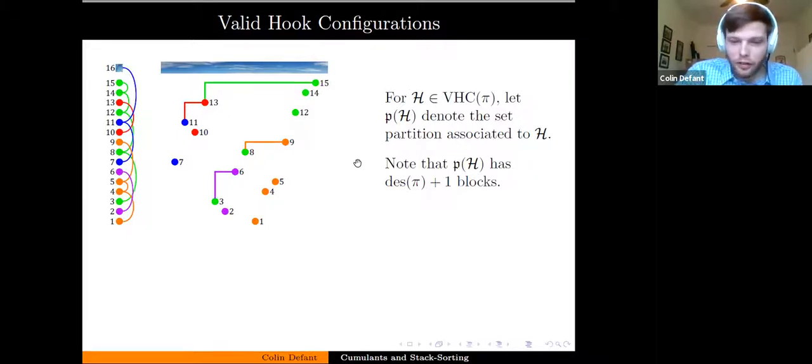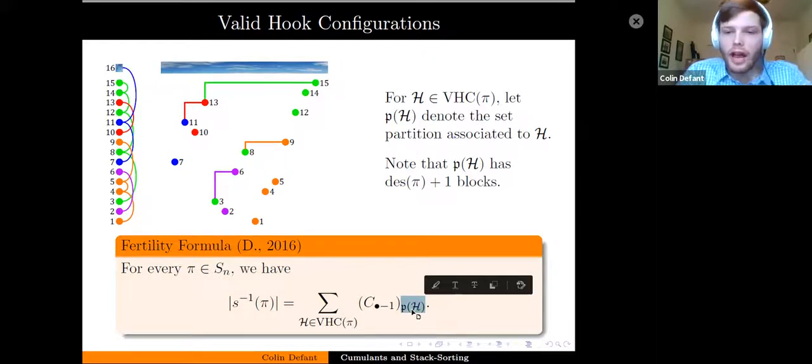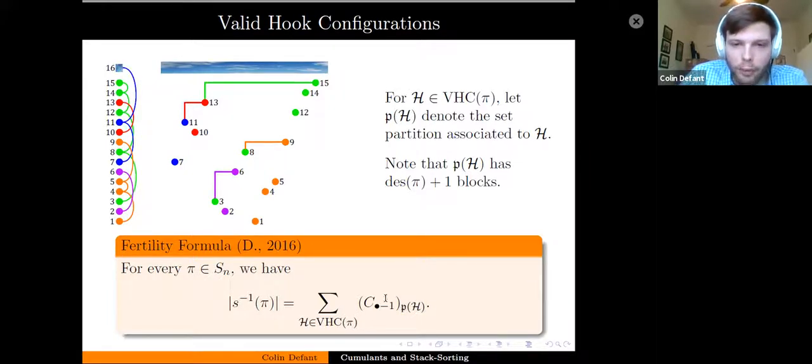So the reason I've done all this is that I now have this fertility formula, which says that if I want to compute the fertility of an arbitrary permutation under the stack sorting map, the number of pre-images it has, then I just sum over all of the valid hook configurations of that permutation. And for every valid hook configuration, I do this coloring and I slam the points against the wall to get the set partition P of H. I plug in the sizes of the blocks of P of H for this dot, and I take the product, where the C's here are Catalan numbers. So this is just a sum of products of Catalan numbers where the sum is ranging over these valid hook configurations.